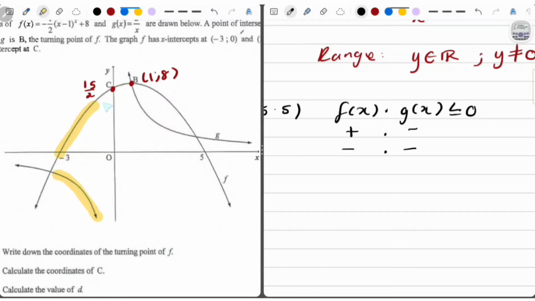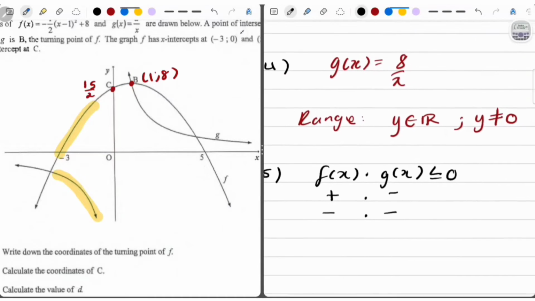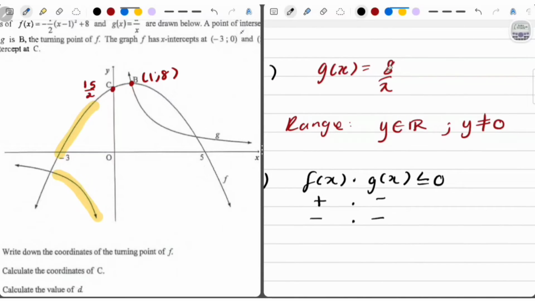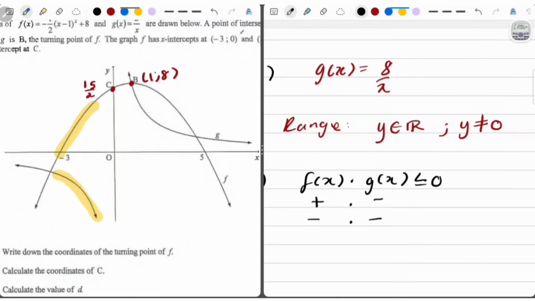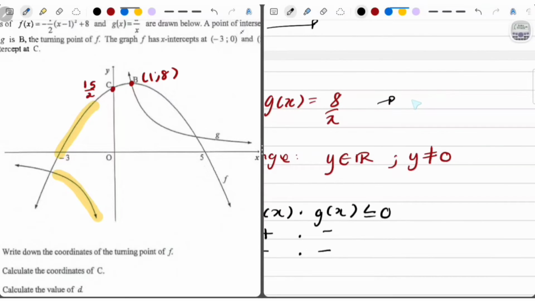But I can't actually say it's working here anymore. The reason why is because we're going to have an asymptote here once we reach the y-axis. That's where one of the asymptotes is, because the graph of g says 8 over x. Remember that the original function of a hyperbola is supposed to look like a over x minus p plus q. So what exactly is that p value?